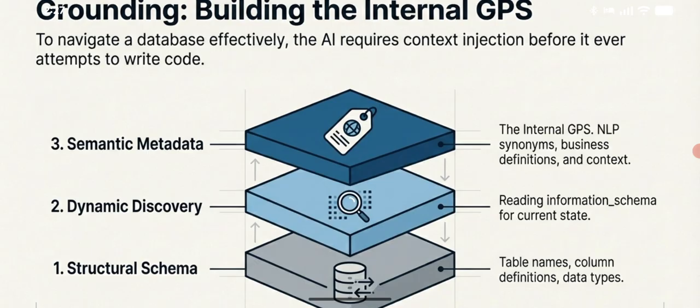So there are three steps in which this grounding is done, which acts as a global positioning system for the agent to understand the database. The very first step is the structural schema, which provides the database, table and column information. The next level is reading information for the current requirement, and the third is getting the semantic metadata information. So in three layers, the agentic solution can get the information to create a query and get the desired output.